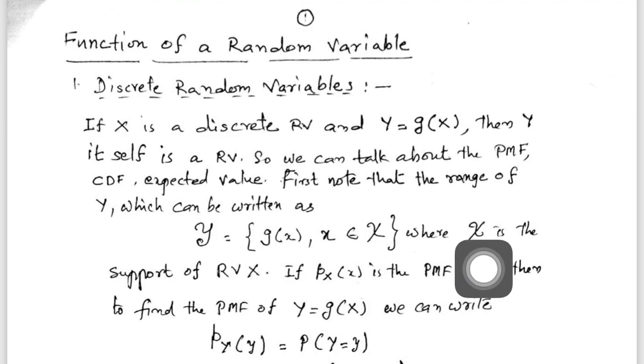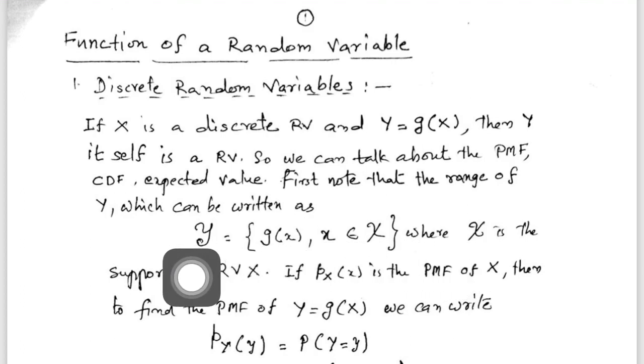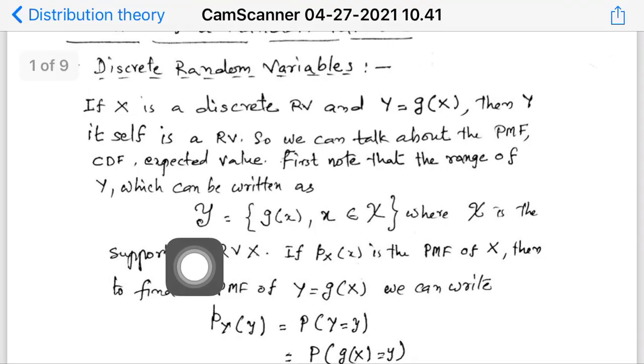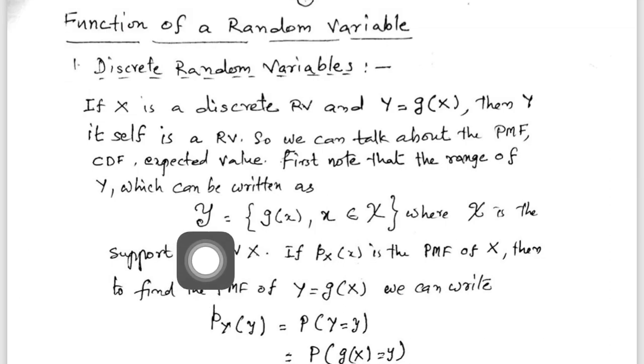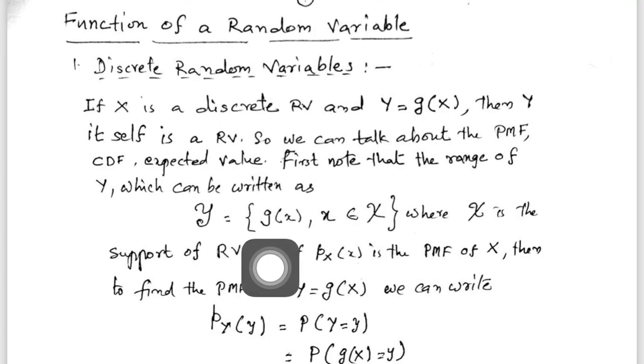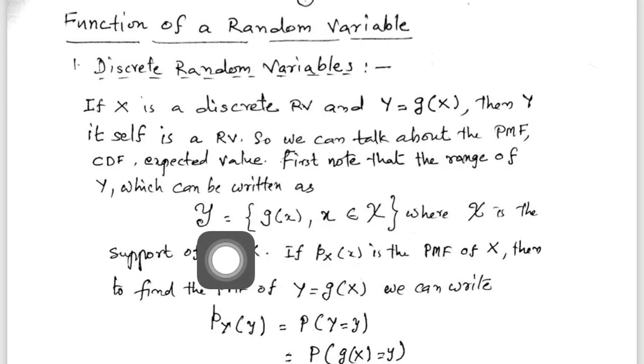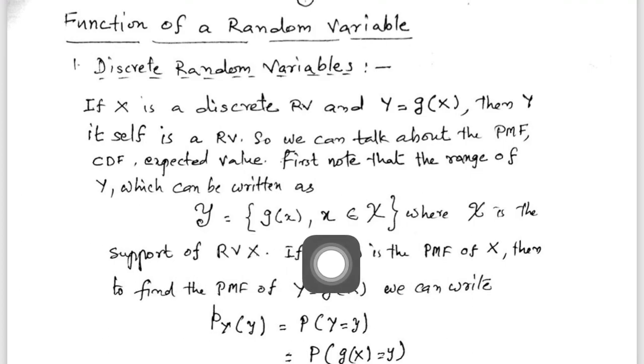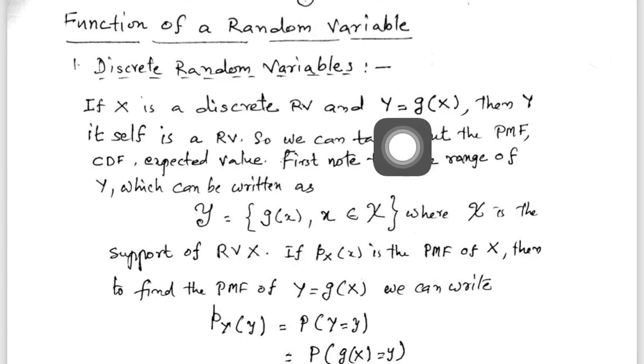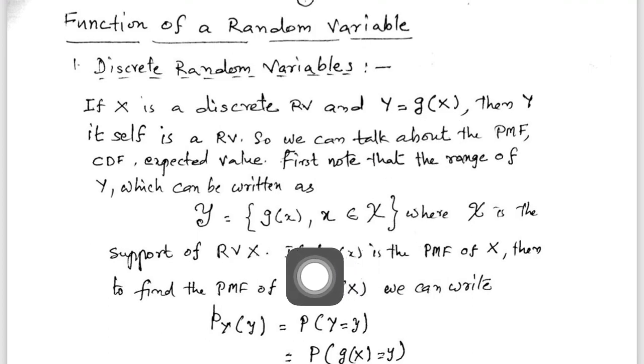And by taking the range of X, that is script X, you can define the range of Y, which we may denote by script Y. And what is script Y? What is the range of Y? It is the value of the function g of x for all x in the range of X. So this is the definition of the range of a new random variable Y, that is the transformed random variable Y of X.